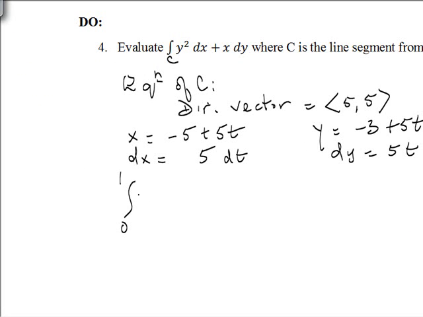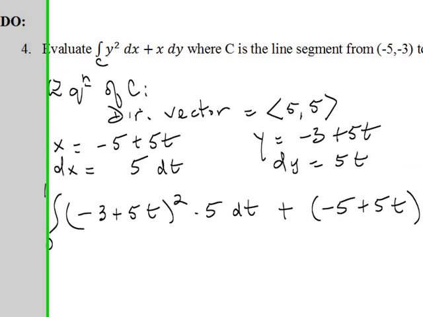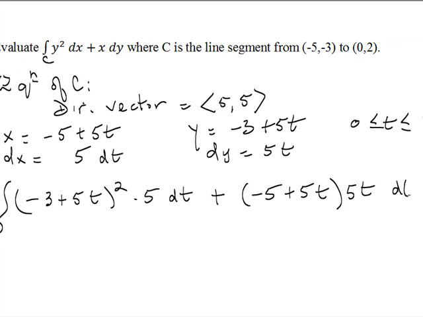Substitute. So you get 0 to 1. y squared is (minus 3 plus 5t) all squared. dx is 5 dt, plus x is minus 5 plus 5t. dy is 5. Oh, I forgot my dt up there, did I? Okay, so when you integrate this, dy is just 5 dt. Did I make an error? Oh, sorry about that. No t, no t.